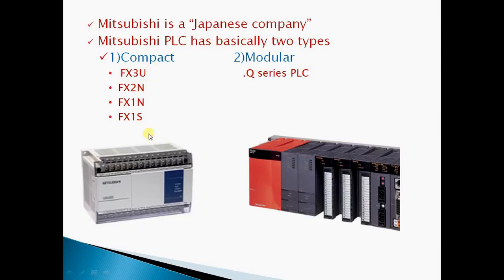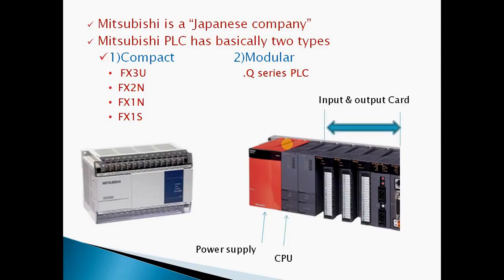A compact type PLC consists of an inbuilt power supply, CPU, and inputs and outputs. But what's the difference with a modular PLC? In a modular PLC, there are separate slots for power supply, CPU, and input output cards. But in a compact type PLC, all these are in integrated form.